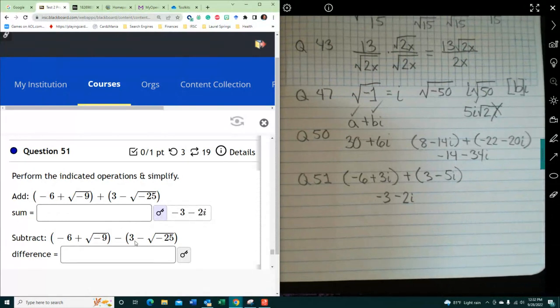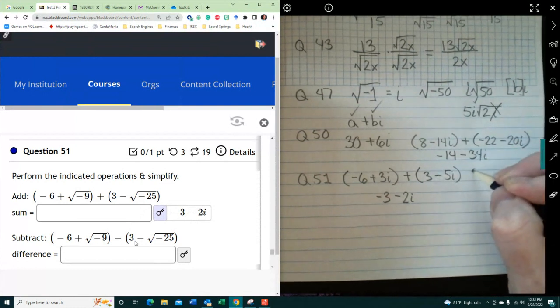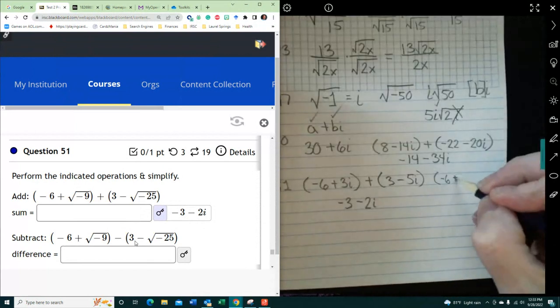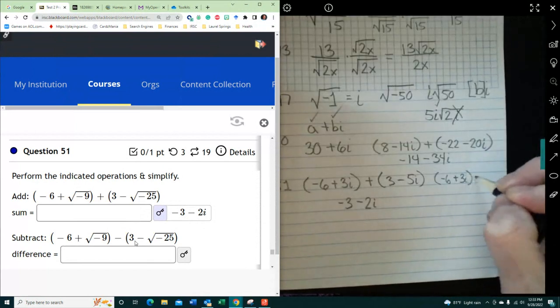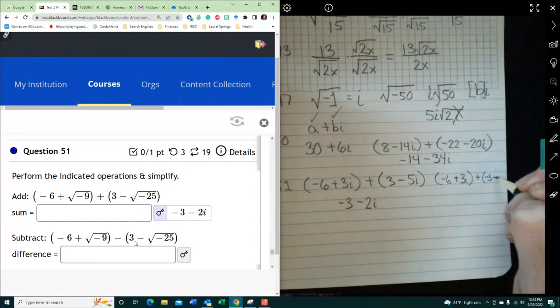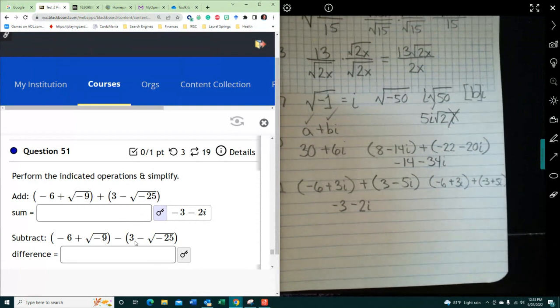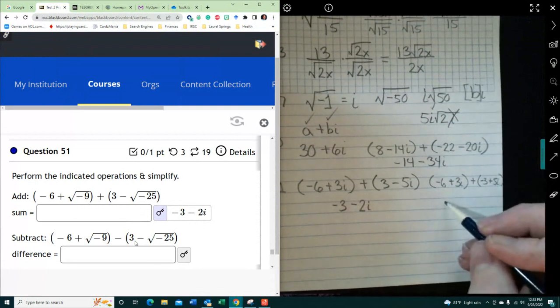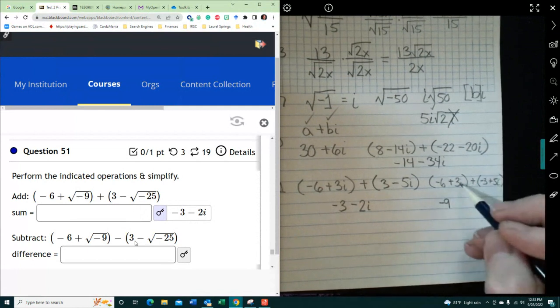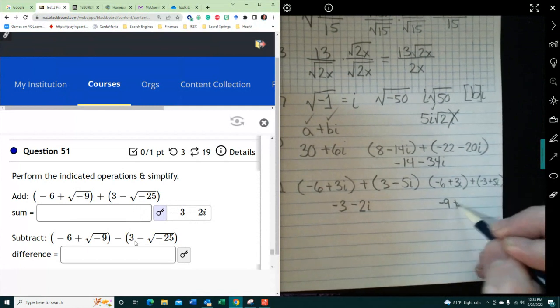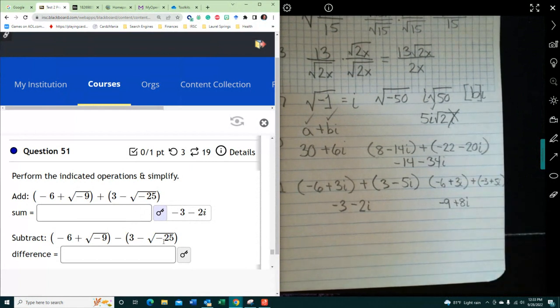And then we're going to get the same exact thing for the next one, except we're going to get negative 6, and I'll put it over here. I'm going to squish it a little bit. Then we get plus negative 3, positive 5i. I kind of squished it in there, guys, sorry. So negative 6 added to negative 3 gives us negative 9. And then 3 added to positive 5 gives us 8. Always good to see the answer.